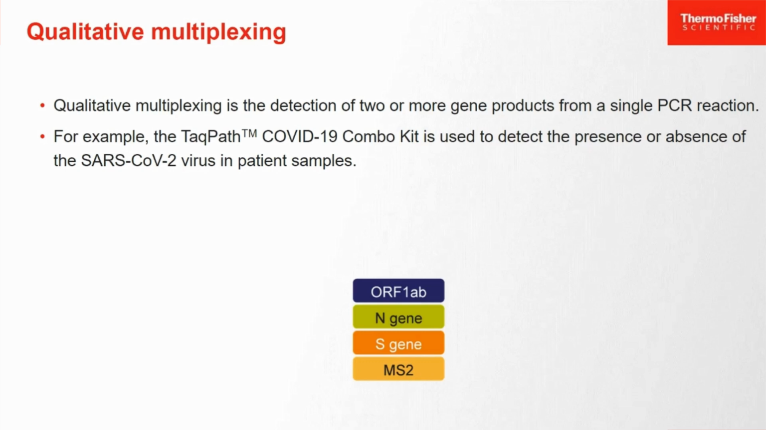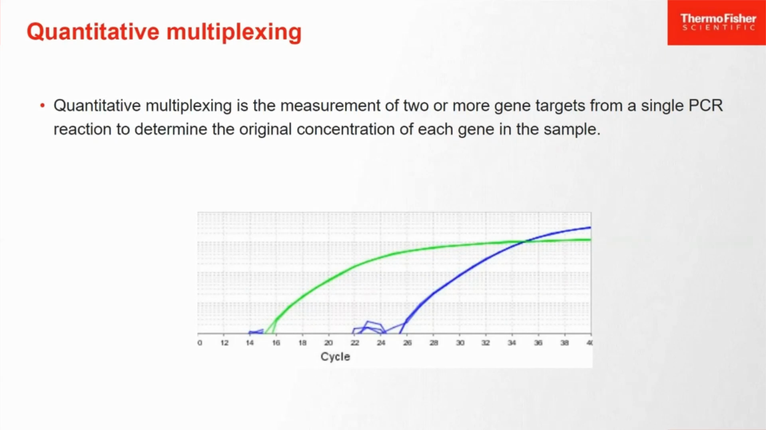Qualitative multiplexing means we're going to detect two or more gene products from a single PCR reaction, but we're not trying to necessarily quantify them. An example of this is the TaqPath COVID-19 combo kit, which is used to detect the presence or absence of the SARS-CoV-2 virus in patient samples. There's also quantitative multiplexing, where not only are we detecting two or more gene targets from the single PCR reaction, but we're also going to try to quantify them to determine the original concentration of each gene in the sample.